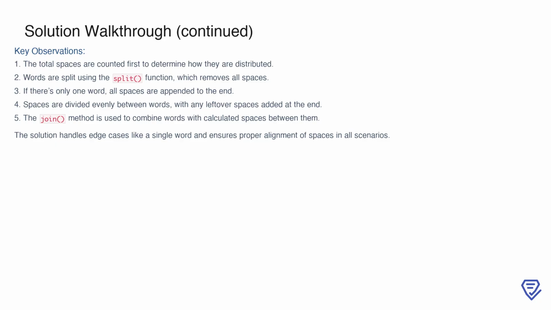The join method is a crucial part of the solution, as it allows us to combine the words with the calculated number of spaces between them. With these steps, the solution handles all edge cases, such as a single word or uneven distribution of spaces, ensuring the output always aligns with the problem requirements.